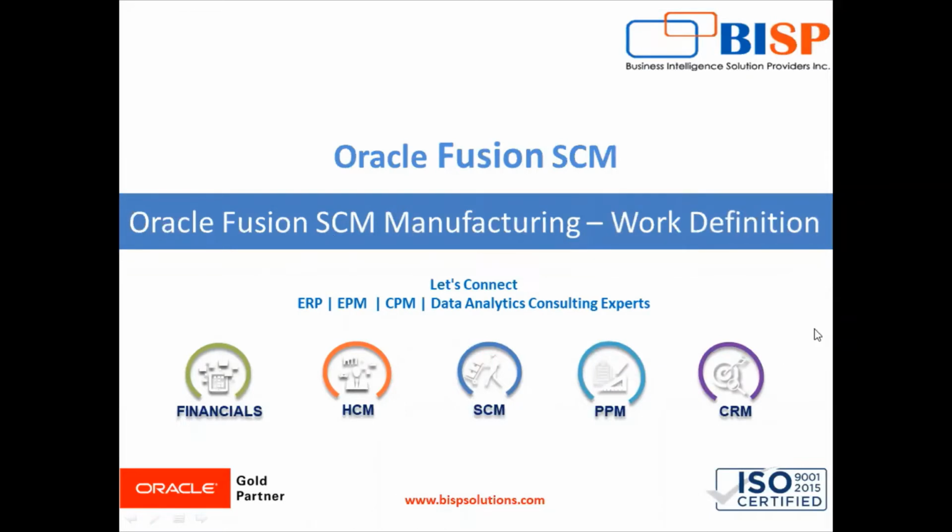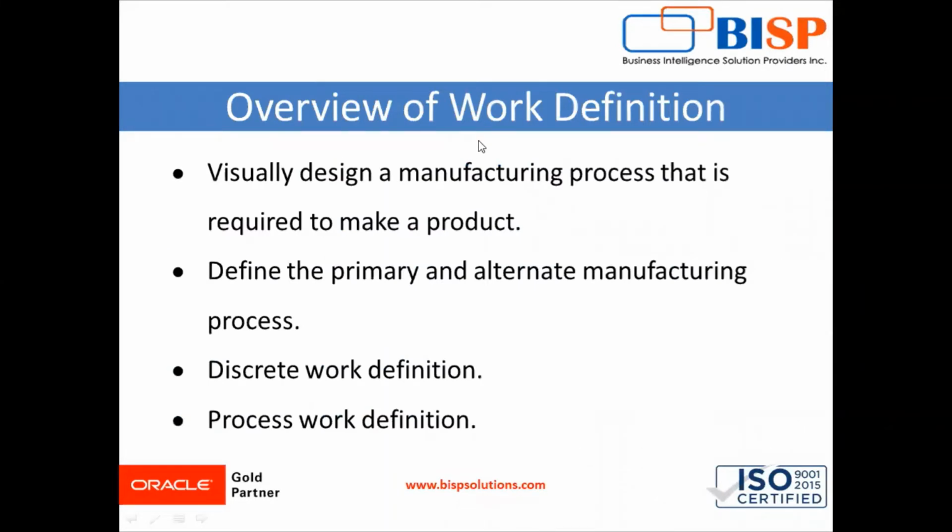My name is Shubham Temre and today's topic is work definition in Oracle Fusion Supply Chain Management Manufacturing Cloud. Okay, so overview of work definition. First point is we can visually design a manufacturing process that is required to make a product. So what it means, a work definition defines the manufacturing process for a particular product. You can define more than one work definition for a product in the manufacturing application.